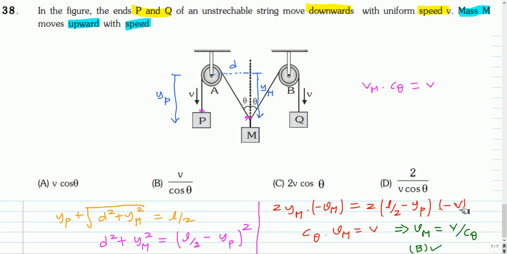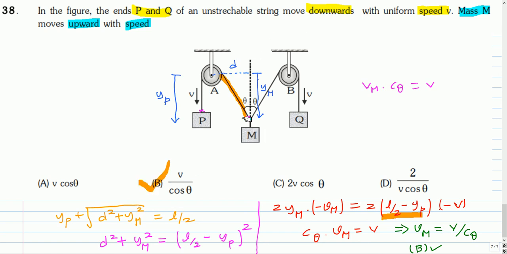So its velocity is v, and ym divided by L by 2 minus yp is this quantity. L by 2 is this half string. Out of this, if we subtract this yp, that will be this length. So ym divided by L by 2 minus yp is cos theta. So cos theta into vm equal to v. So vm equal to v by cos theta. So the correct option is option B.